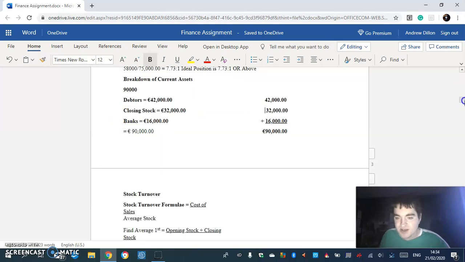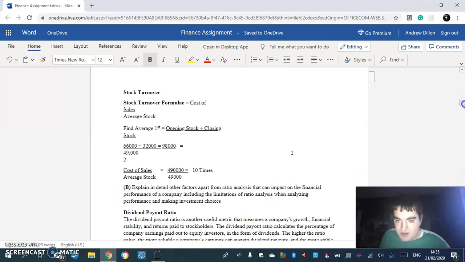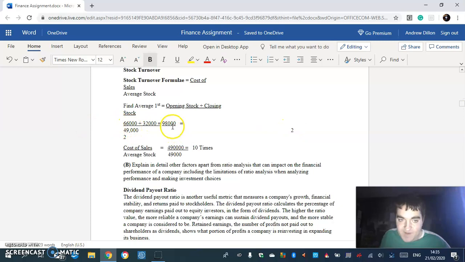So very good. Now here comes the part of question 1, which is my stock turnover. My stock turnover formula is my cost of sales divided by average stock. How do I find my average stock? First, I have to use the opening stock plus my closing stock. So my 66,000 euro figure plus my 32,000 euro figure is 98,000 euros. Then I divide this by 2, and my answer is 49,000 euros.